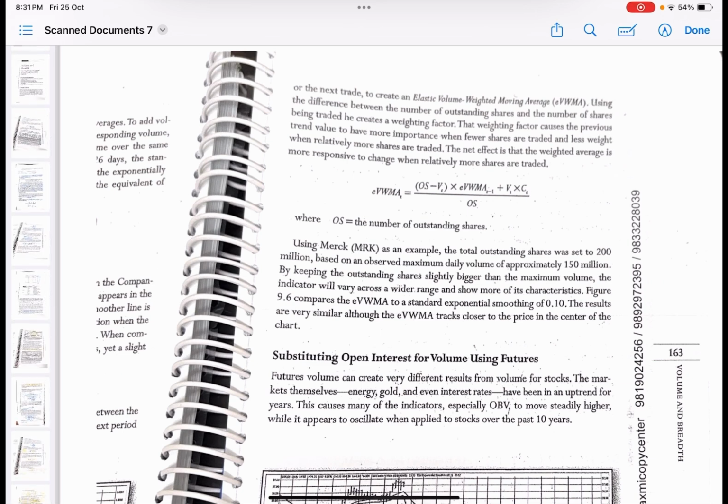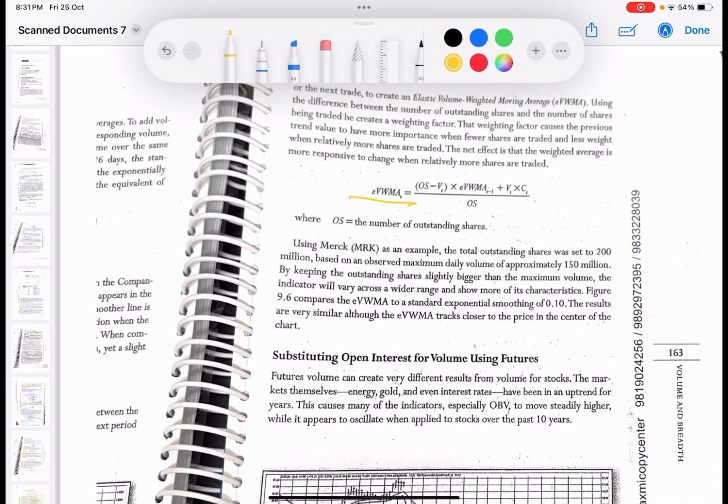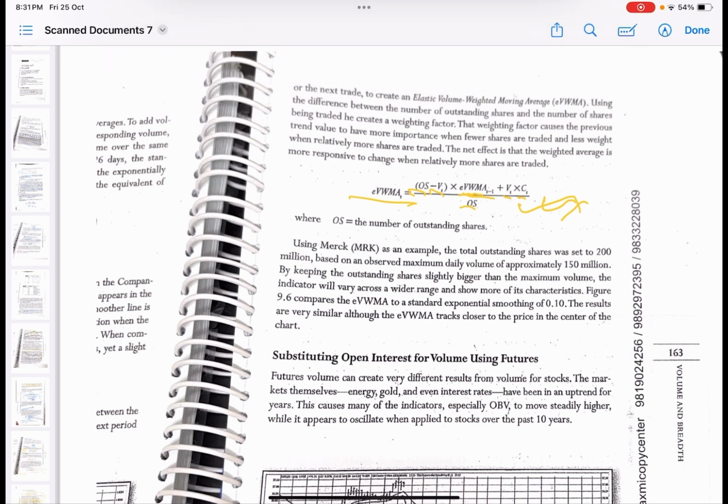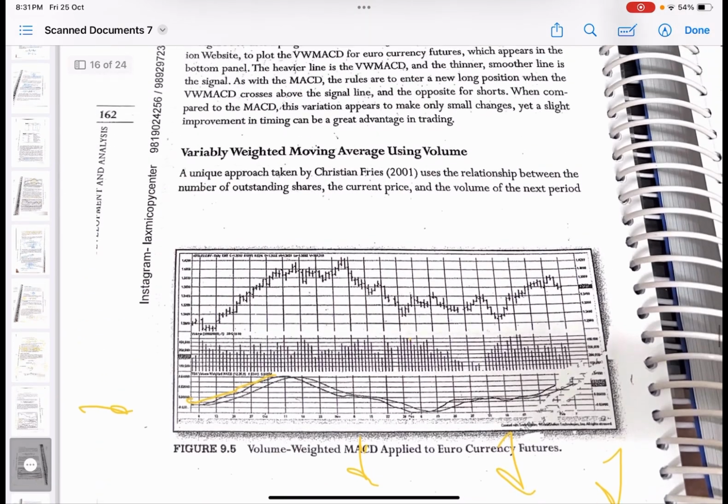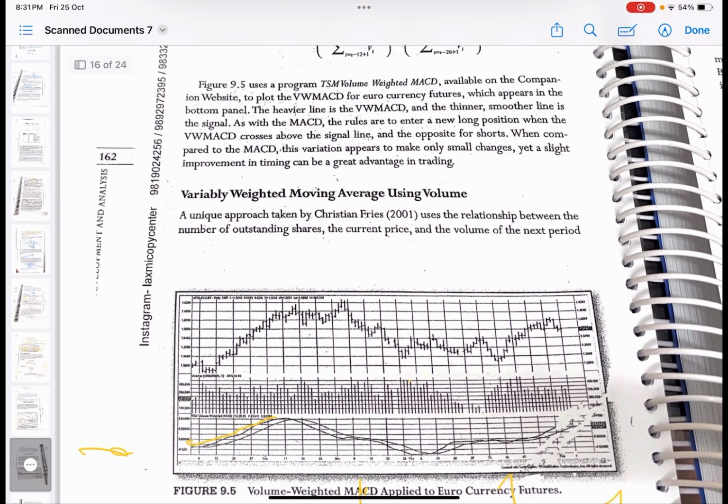Okay. So again, EVMA equals outstanding shares minus the shares traded, multiplied by the EVMA of the previous day, plus VT multiplied by C, divided by outstanding. The moment I see outstanding shares, the first thought that comes to my mind is that this formula belongs to Christian Fries. The second thing that comes to my mind is the name of the indicator, and that is variably weighted moving average using volume.